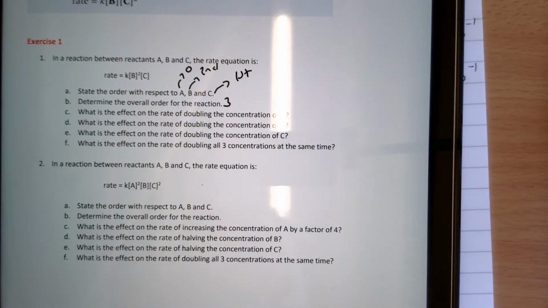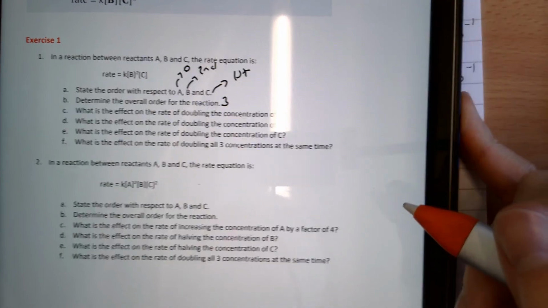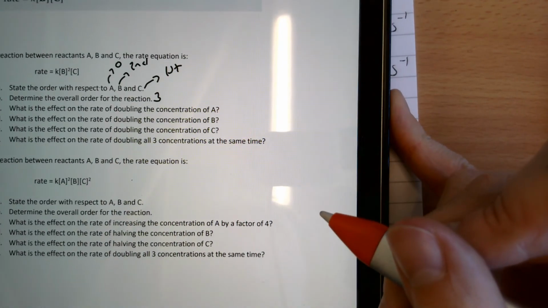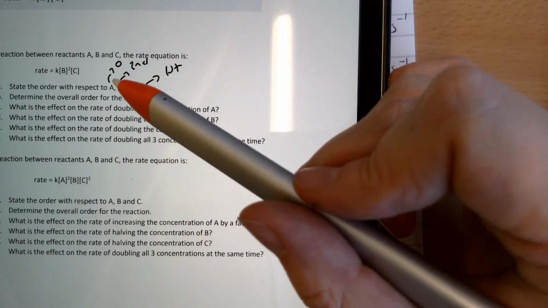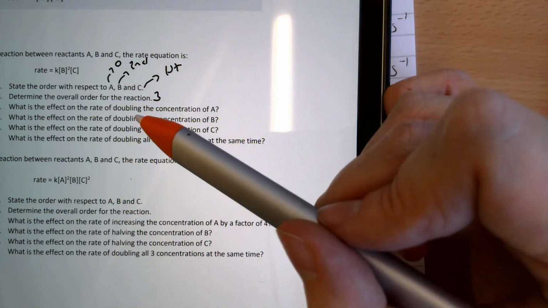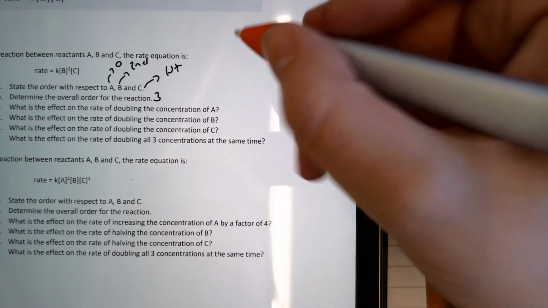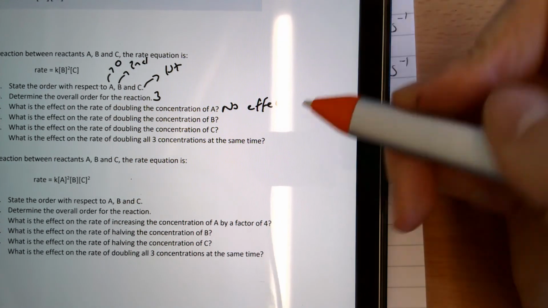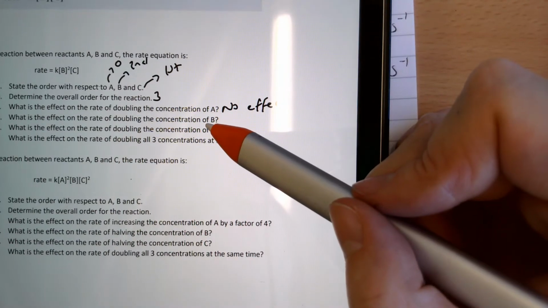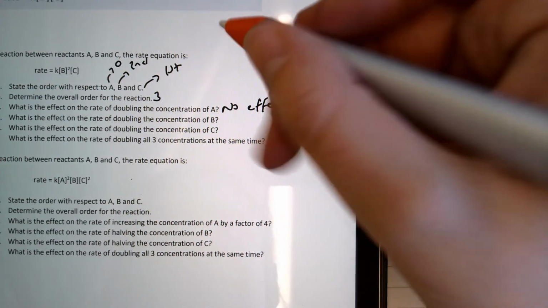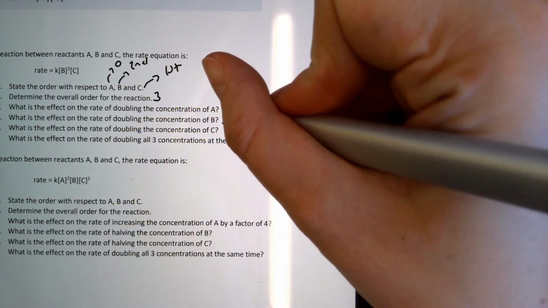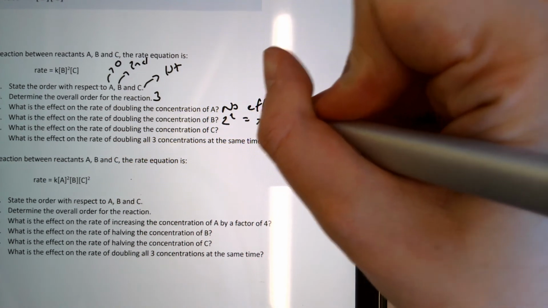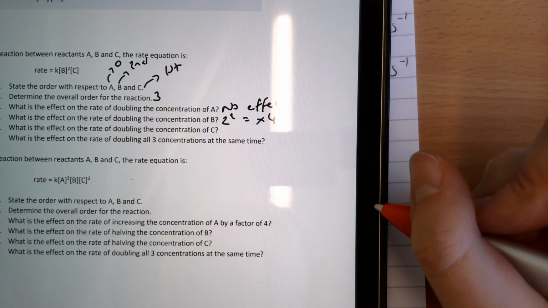What is the effect on the rate if I double the concentration of A? I've said that A is 0 order. That means changing the concentration has no effect on the rate. So I can just write that it has got no effect. If I double the concentration of B, B is second order. So if I double, it's 2 to the power of 2. My rate is going to increase by a factor of 4.